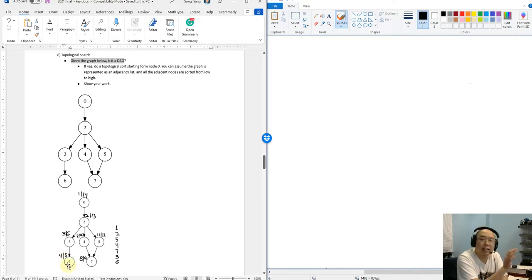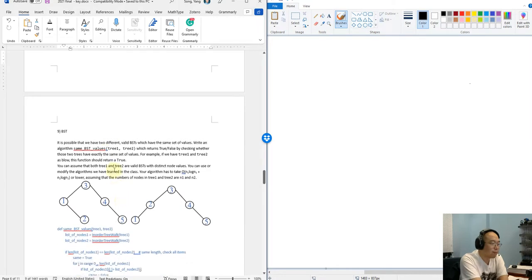And then from 6, we can go nowhere. So we say, okay, 6, you are finished. Once we say that 6 is finished, I'm going to write the 6 here, and then I step back. After I step back to 3, 3 is finished too, so I write the 3 here. When I write down those values, I write them from the bottom to the top. After I finish this DFS, all the nodes from the top down will be the result of a topological sort.